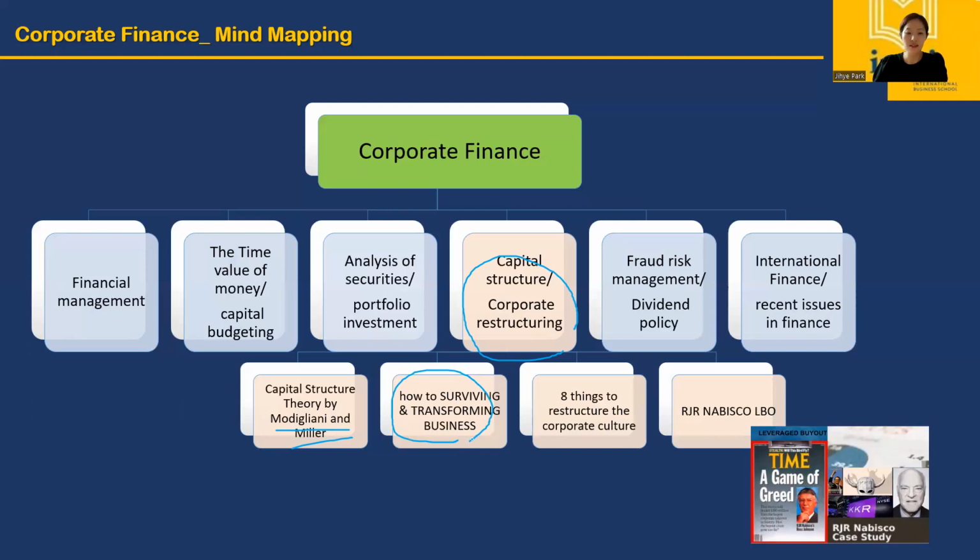The way is: stop the bleeding, financing, restructuring, temporary pivoting, strategic realignment, redefining core business, new ways of doing business. And there are 8 things to restructure the corporate culture.